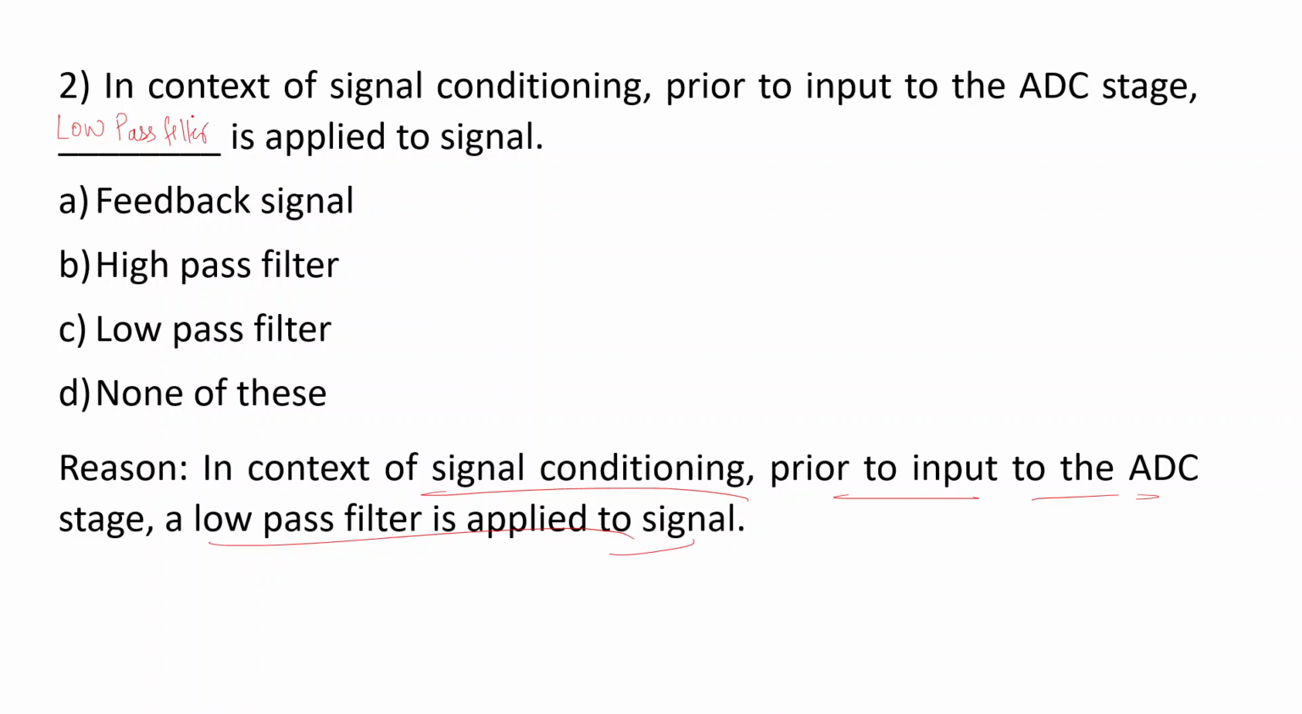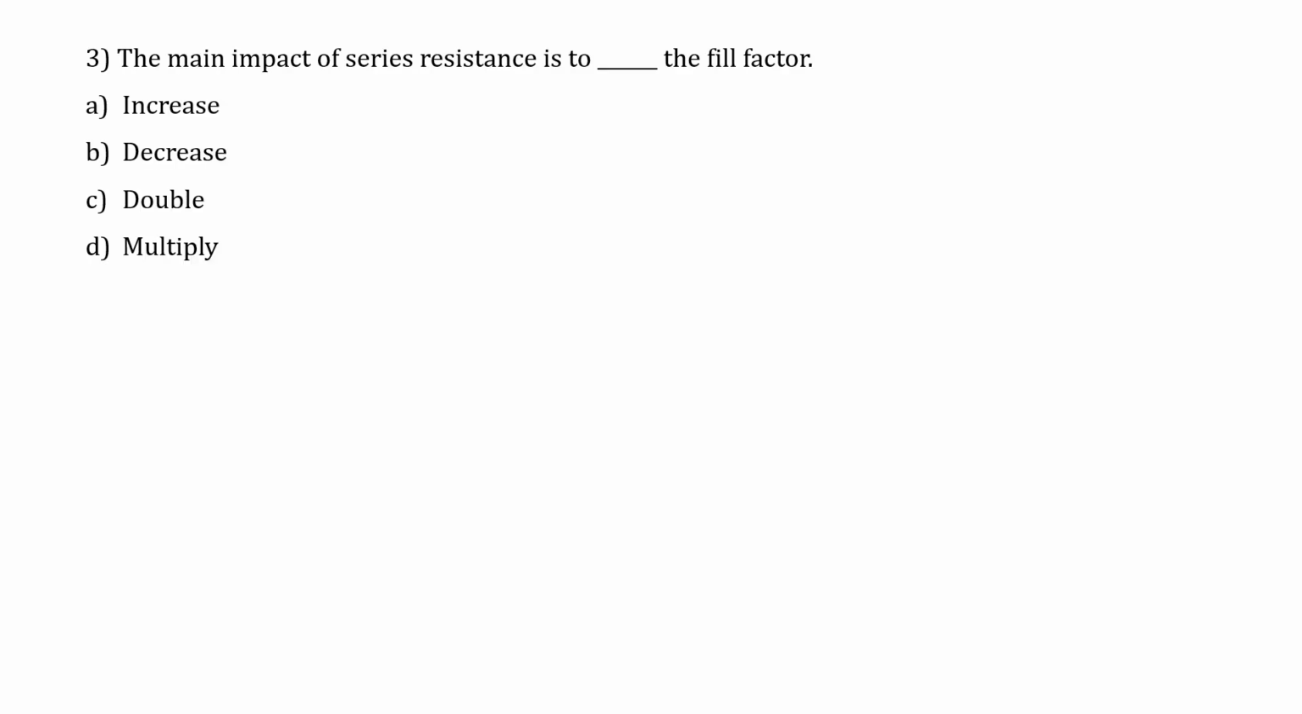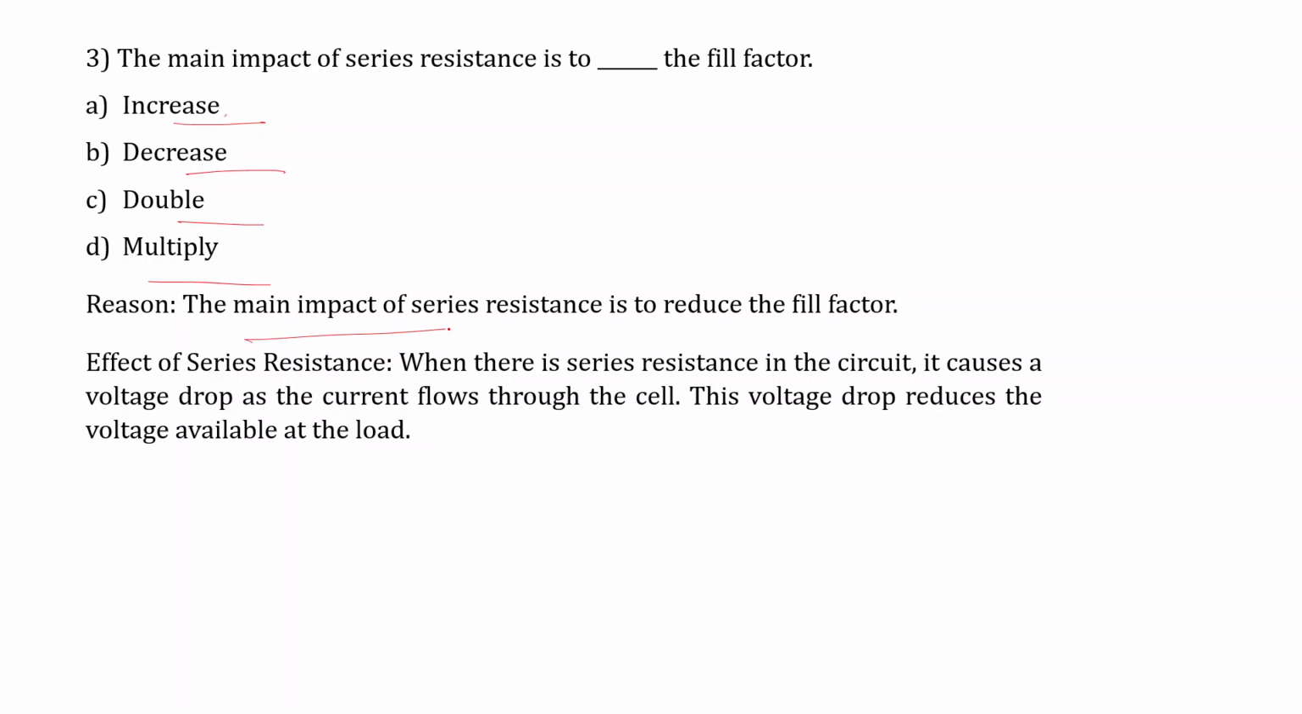The next question is: the main impact of a series resistance is to dash the fill factor. Fill in the blanks: increase, decrease, double, or multiply. Please write down in the chat the correct option. Madhumata says B. Yes. The main impact of the series resistance is to reduce the fill factor. Why? Because whenever there is resistance in the circuit, it causes a voltage drop. The voltage drop reduces the voltage available at the load. I will show later how it does.